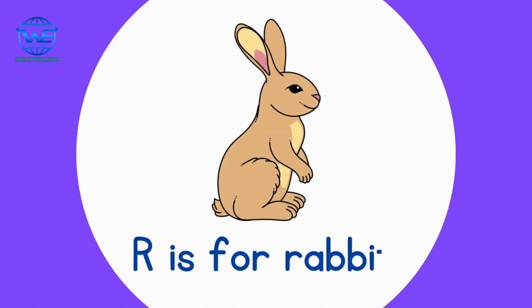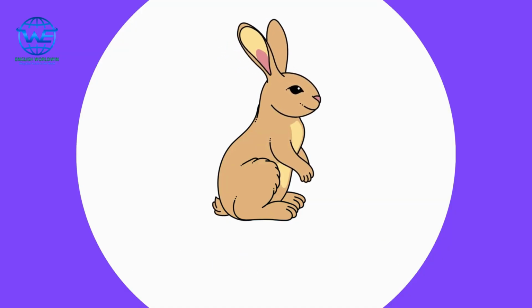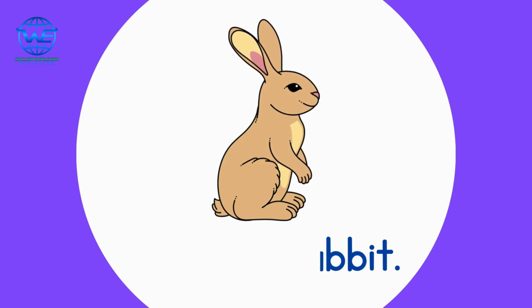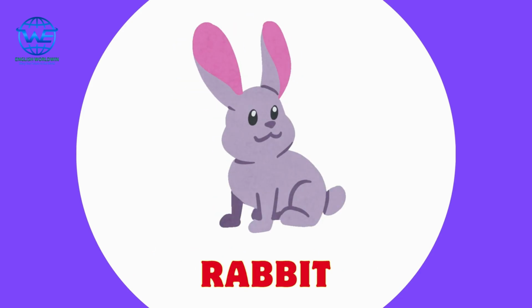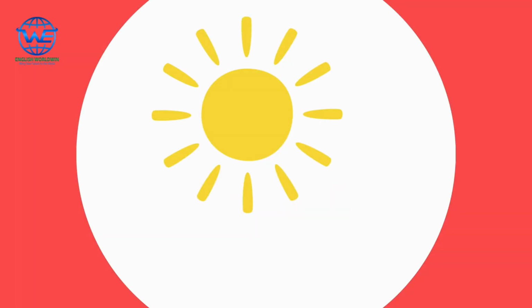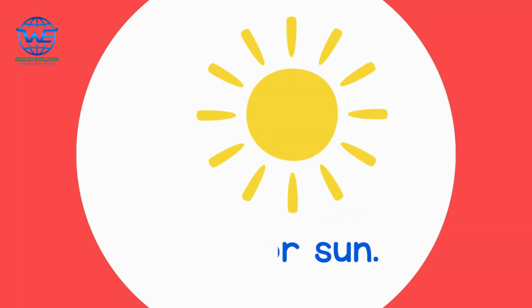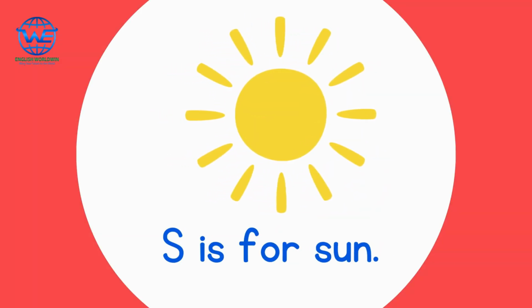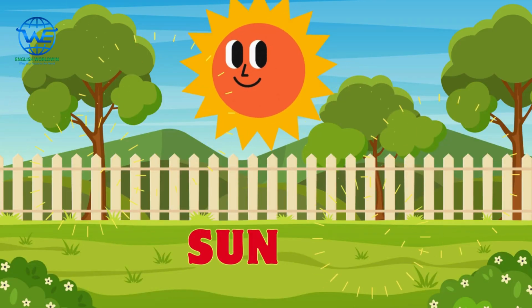R is for rabbit. Rabbit, rabbit, rabbit. S is for sun. Sun, sun, sun.